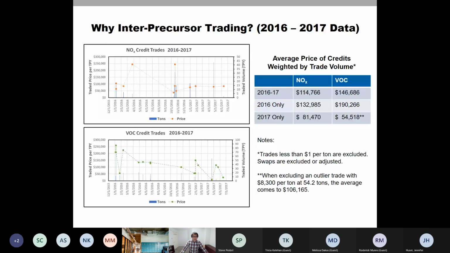This is why we need to do inter-precursor trading. Here are some trade histories from the years 2016 and 17. I'm not going to go too much into that 16 and 17 data, I'll have newer data on the next slide, but we can see that NOx credits are typically a little bit cheaper than VOC. VOC is pretty high. And in 2017, we do have an outlier because there was a trade of only $8,000 at 50 tons. If we exclude that, the average comes back to 106K.